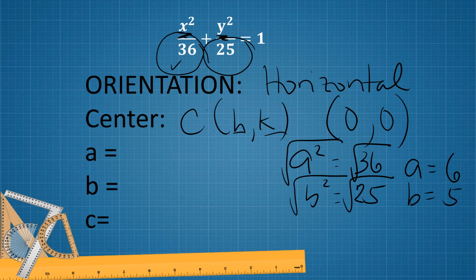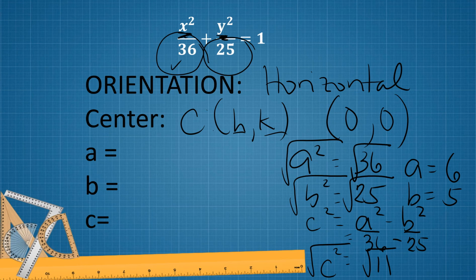Now, in order for us to find the value of c, we use the formula c squared equals a squared minus b squared. By substitution property, instead of writing a squared, we write 36. Bring down minus. Instead of writing b squared, since b squared equals 25, we write 25. Therefore, c squared is equal to 11. However, we need to get the square root of both sides to find c. So c is equal to the square root of 11. So let's rewrite: a equals 6, b equals 5, and c equals square root of 11.